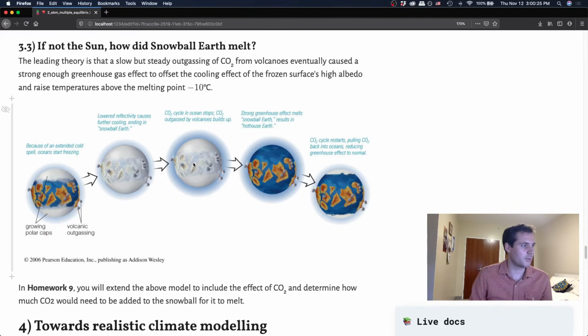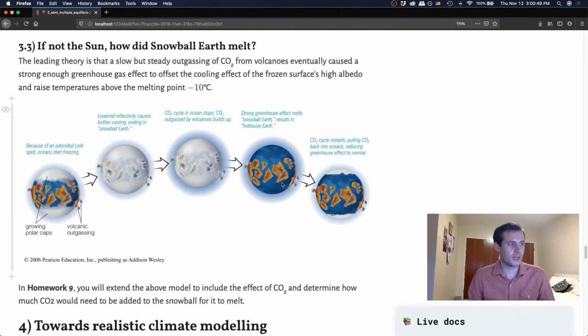And so we think that this carbon dioxide is just accumulating in the atmosphere for millions of years until there's so much of it, such a strong greenhouse effect, that it can overcome the reflectivity of the ice and melt it all back down. And then the ice melts pretty much immediately because the ice albedo feedback kicks in the other direction and helps you melt the ice.